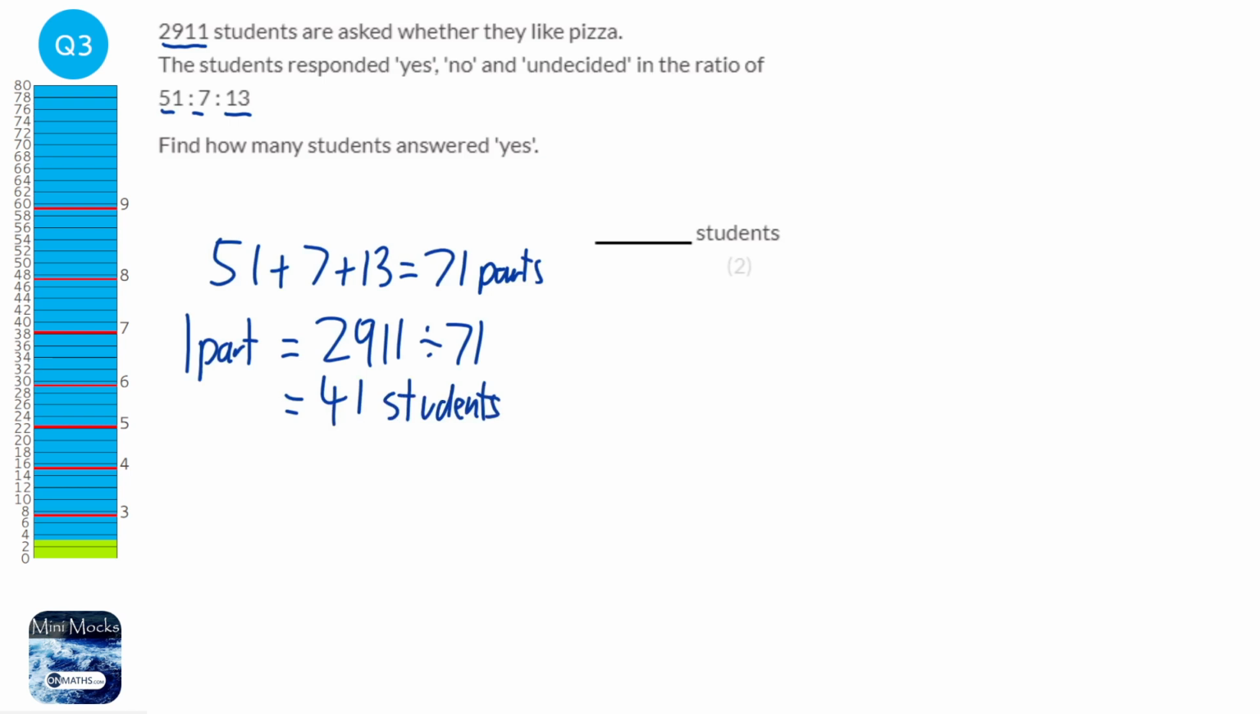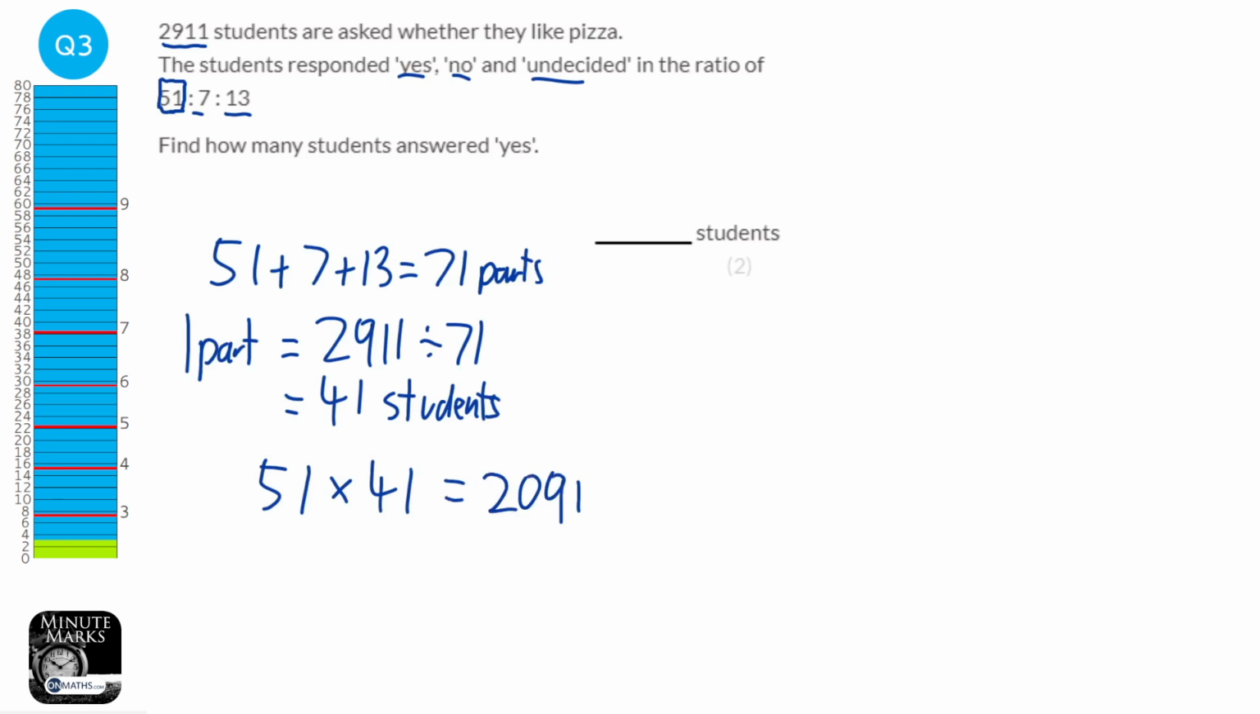Now yes, because it goes yes, no, undecided, yes will be the 51 there. So it's 51 lots of 41 students. 51 parts, with each part representing 41 students. And when you multiply those together, you get 2,091. So our answer is that 2,091 students responded with yes.